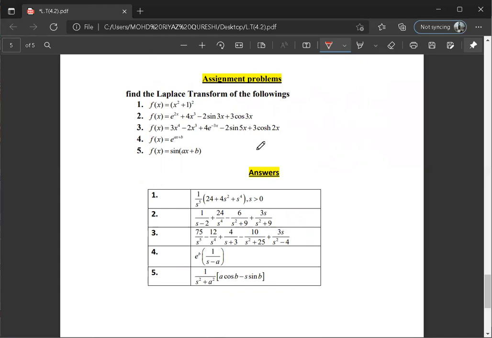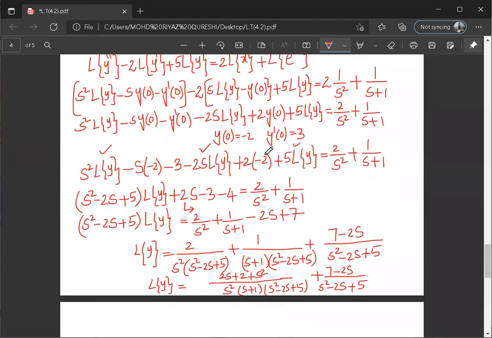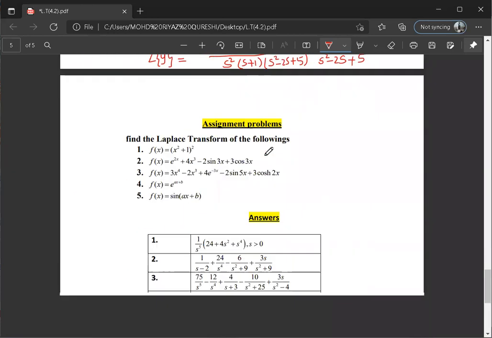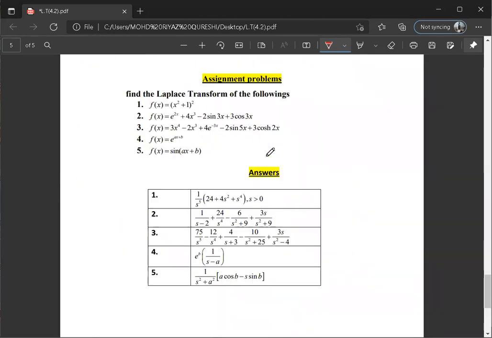Second assignment problem, sir? I wasn't able to do the second assignment. Or is it a new assignment? It's related to today's class. Whatever problem we have discussed today, I gave the same questions here.